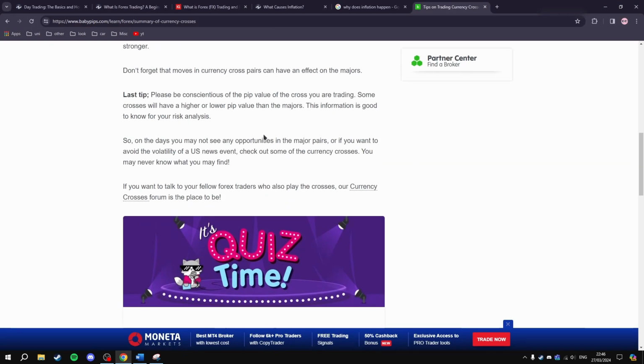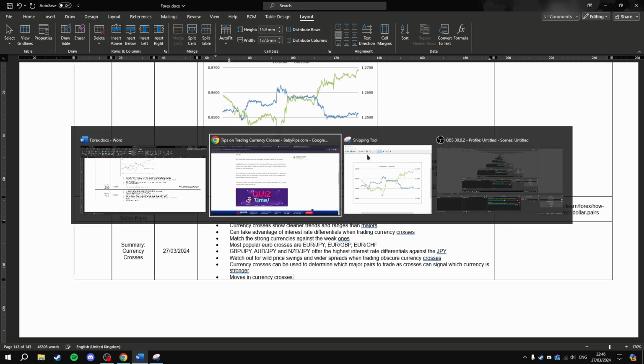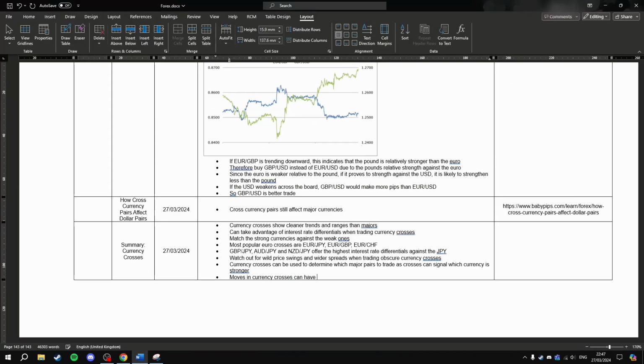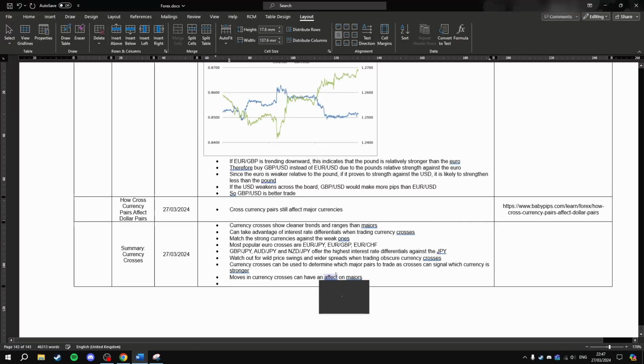Don't forget that moves in currency cross pairs can have an effect on the majors. Crosses can have an effect on majors.